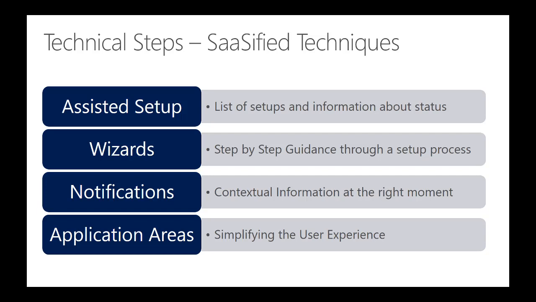Notifications, which are used for a variety of different things in the system, including a notification to the user that a certain assisted setup has not been completed yet, and application areas. I've mentioned this before, but application areas simplify the user experience. And the goal with these SaaSified techniques is a quick adoption. We lead users to features through assisted setup and wizard. We give contextual information through notifications, and we hide irrelevant fields by using the application areas.